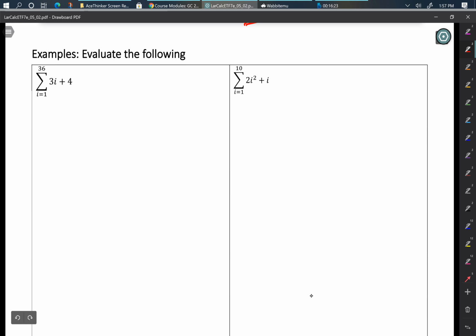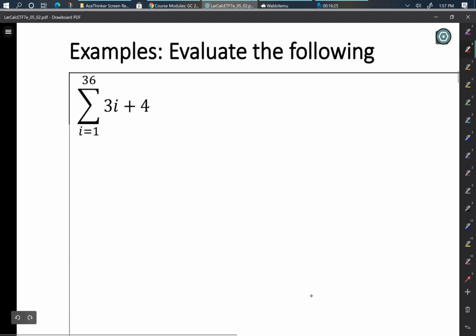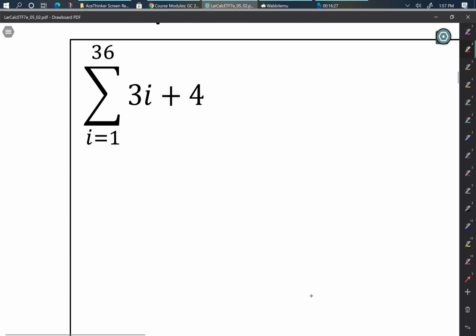My job is to evaluate this. I'm supposed to find the summation as i goes from 1 to 36 of 3i plus 1. Now I could brute force this thing and write out all 36 of these and add them up, but I really don't want to do that. So what I'm going to do is I'm going to use all those properties we just got done looking at to rewrite this in such a way that I can get it done quickly.